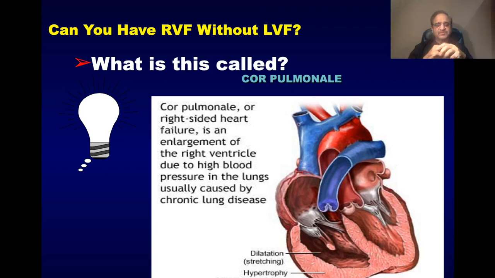Pulmonary valve stenosis can also lead to right ventricular failure and subsequent right atrial enlargement and symptoms of right heart failure. So, isolated right heart failure can occur due to lung disease, when we call this condition cor pulmonale, primary pulmonary hypertension, or pulmonary valve stenosis, or chronic recurrent pulmonary embolic phenomena.